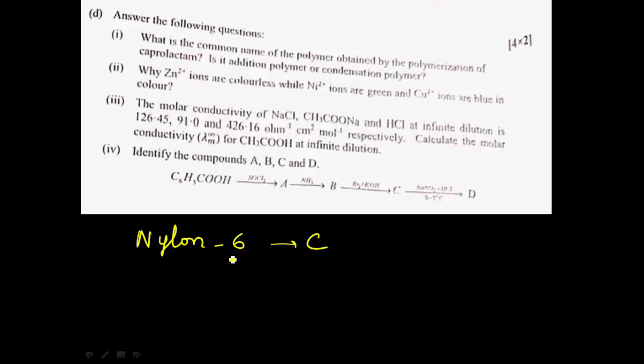The third question: the molar conductivity of NaCl, CH3COONa and HCl at infinite dilution is given. Calculate the molar conductivity for acetic acid at infinite dilution. This can be solved using the Kohlrausch law, and I've already written a solution so that this video is not extended for a long time. Otherwise you all will get tired, right? So let's look at the solution.